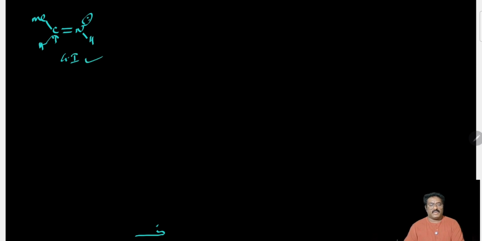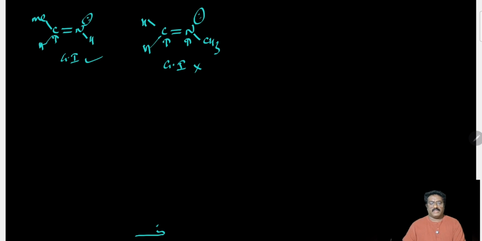Now coming to carbon double bonded with nitrogen, with CH3 and H and H on carbon, and a lone pair and H on nitrogen. This side has the same type of groups and this side has different types of groups. So it does not show geometrical isomerism.